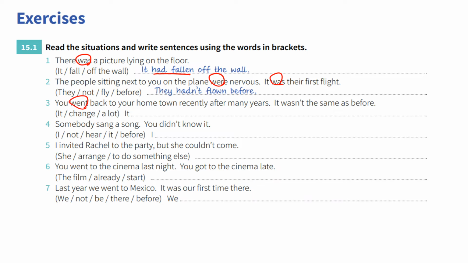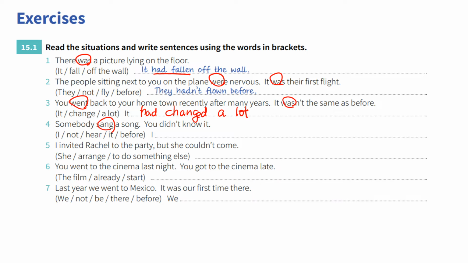You went back to your hometown recently after many years. It wasn't the same as before. It had changed a lot. So before you went to your hometown, the town had changed. It had changed a lot.